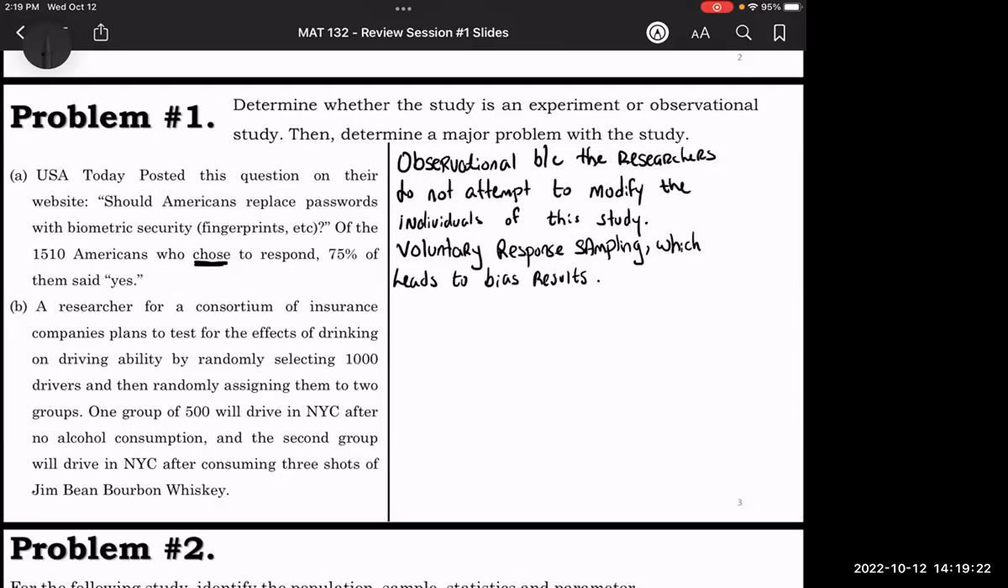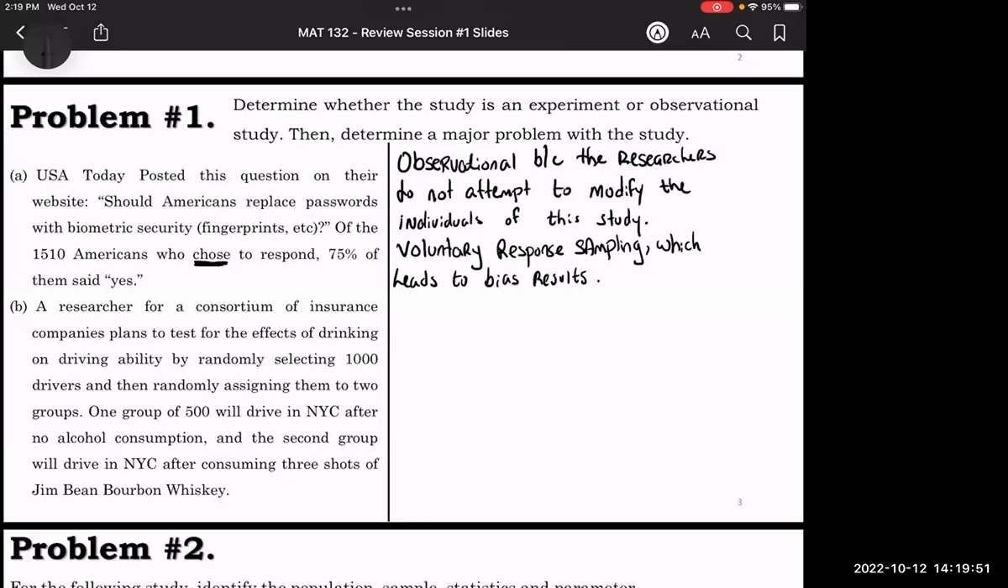Okay, let's look at part B. It's a little bit of a mouthful, but we'll go through it. It states that a researcher for a consortium of insurance companies plans to test for the effects of drinking on driving ability by randomly selecting 1,000 drivers and then randomly assigning them to two groups.